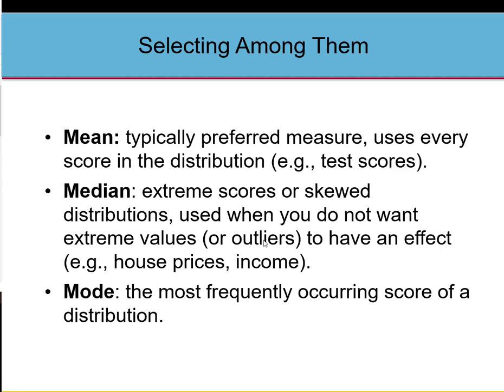All right, so when do we select which measure? So typically we prefer to use the average when we're talking about test scores. We would want to use the median when we have extreme scores or we have skewed distributions. We typically use median scores for housing prices or for income because those can have outliers, and so we want to know with the median. Also with age, depending on what the outcome measure we're looking at. And then mode is the most frequently occurring score of a distribution. So there are times when we use that, but the one we use most commonly is the mean.